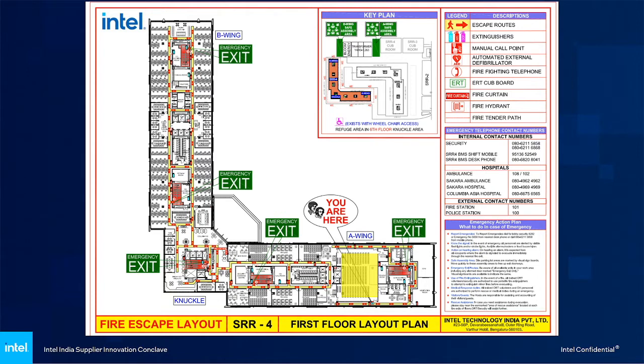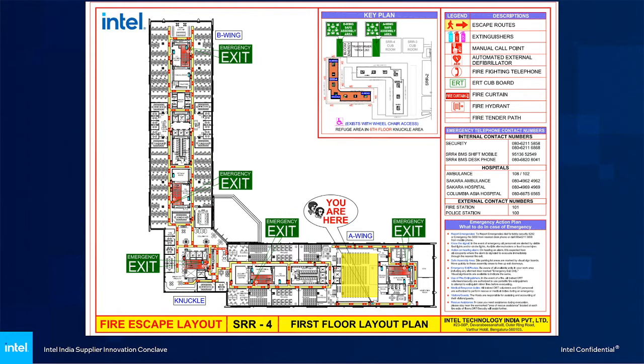Before we get into the main agenda, let me brief you about the safety protocols and emergency action plan for Intel India. This is the typical building layout that you can see here. This is called SRR4. We have three portions here. The one where you are seated is the A wing. The middle portion is called the knuckle, and the top portion is called the B wing.